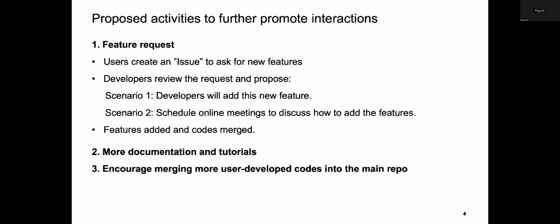Eventually, we want these new features added to the main repository. This is the main mechanism we want to propose for the future, to make sure that if you want a new feature, it can be added to the code. I think the main thing is that we can have online meetings to discuss how to add these new features. Of course, there are other approaches, including adding more documentation and tutorials, and we also will encourage merging your developments into the main repository. I guess that's my proposed approach.